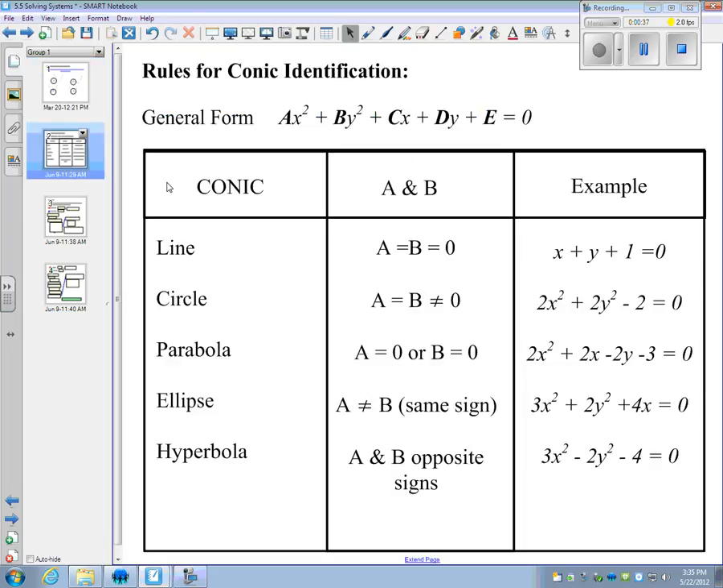Here's a chart that I think you guys have been craving. In general form, it's a line if A equals B equals 0. So if there are no squared terms, it's a line. If A and B are the same, it's a circle. If A is B or A is 0 or B is 0, it is called a parabola. It's an ellipse if they're not equal but both the same sign. And a hyperbola is if A and B are opposites, one positive and one negative.